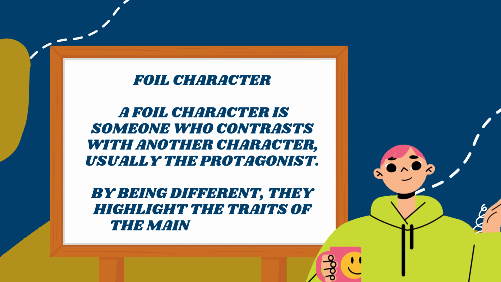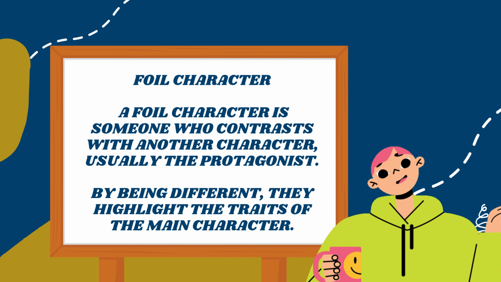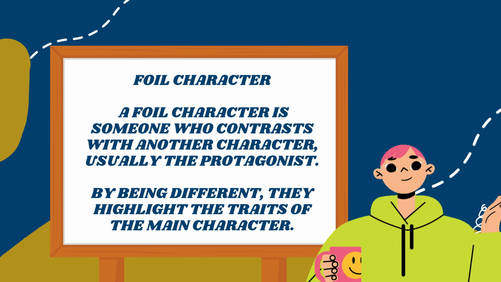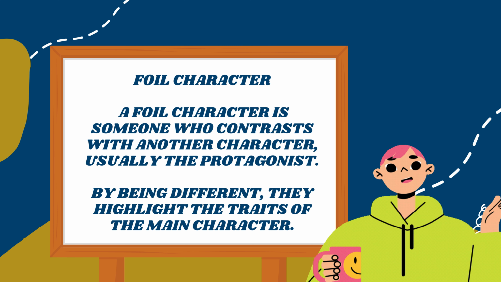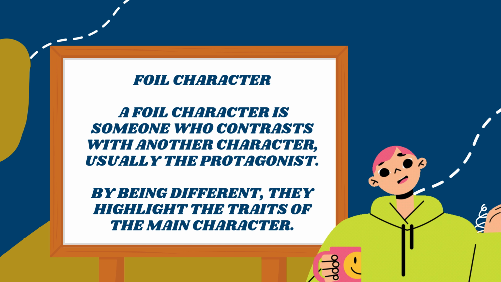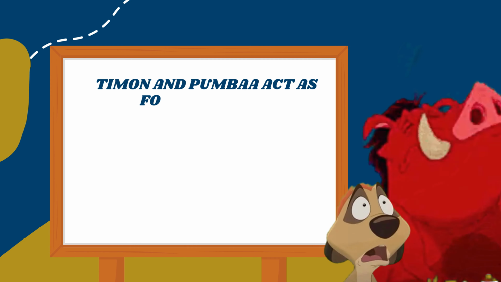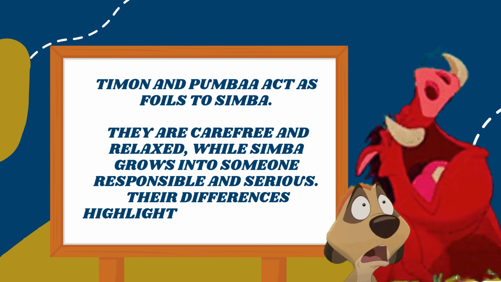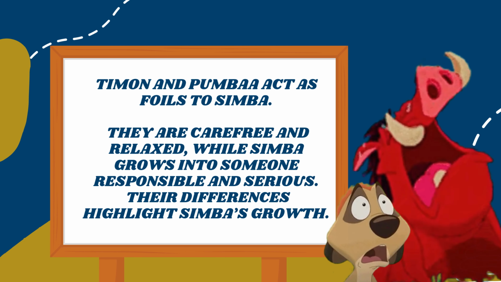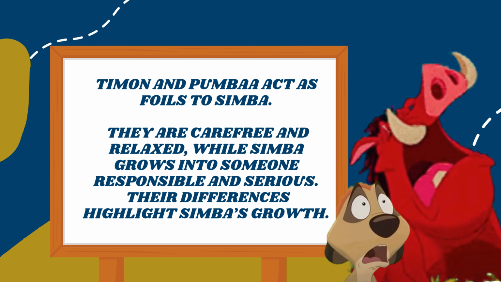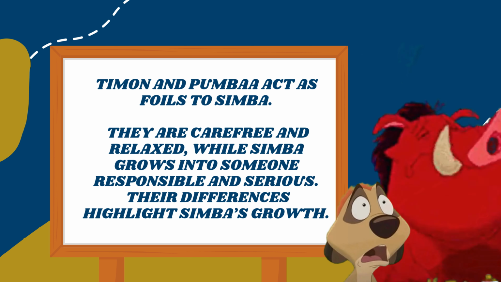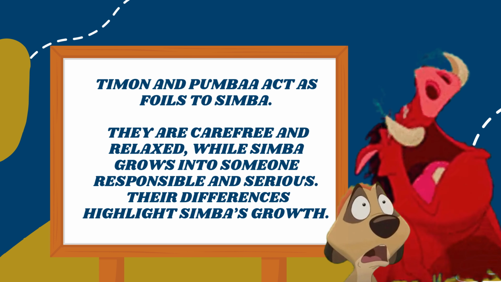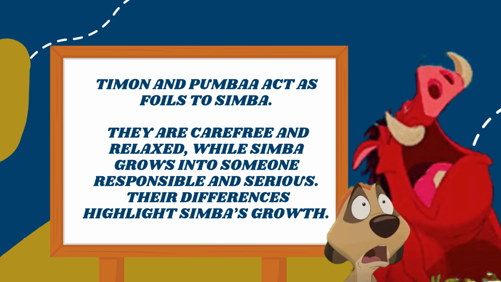And lastly, foil character. A foil character is someone who contrasts with another character, usually the protagonist. By being different, they highlight the traits of the main character. For example, Timon and Pumbaa act as foils to Simba. They are carefree and relaxed, while Simba grows into someone responsible and serious. Their differences highlight Simba's growth.